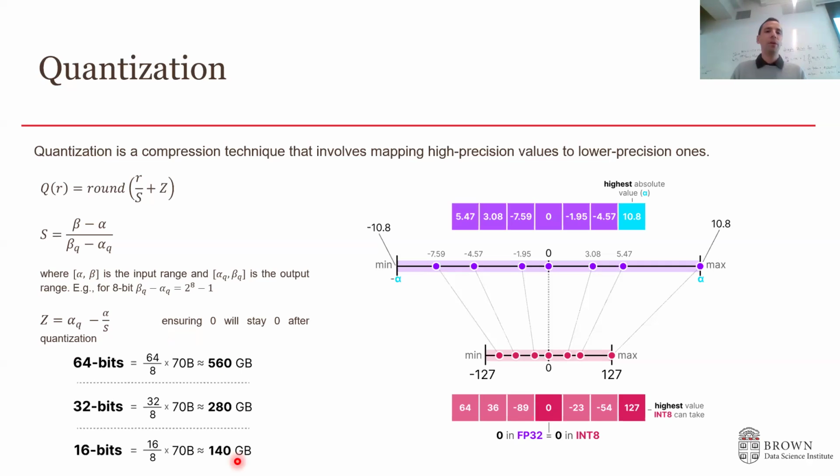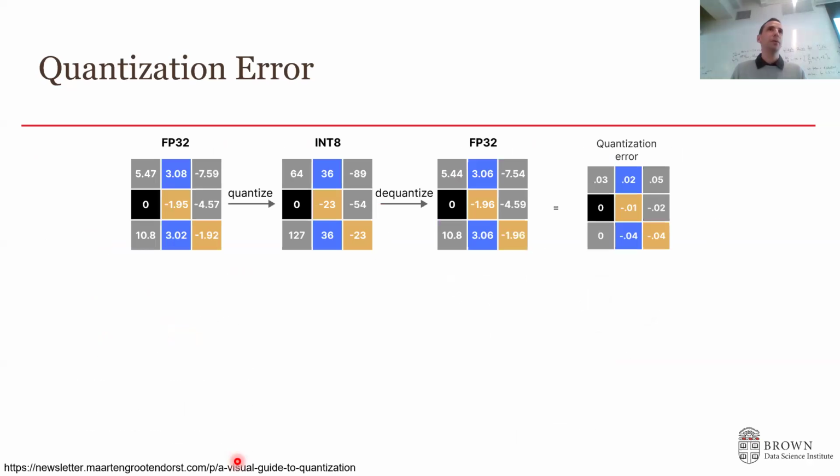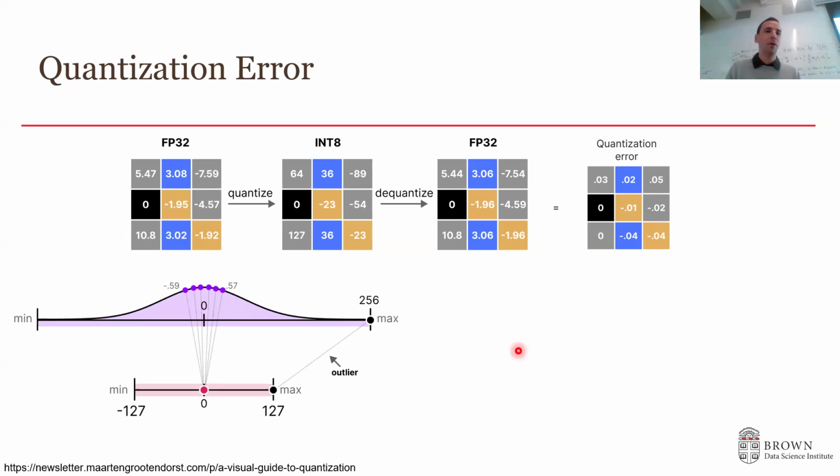However, when we do that, we also introduce errors, like most compressions. And how can we measure this error? If we take our matrices and we quantize them and dequantize them back, we can calculate the difference between them, and this is going to be our quantization error, right? So what causes quantization error? Mainly outliers. Most of the values in our weights have a similar distribution, but we have some outliers. When we scale them, we're going to completely erase the distinction between different weights.